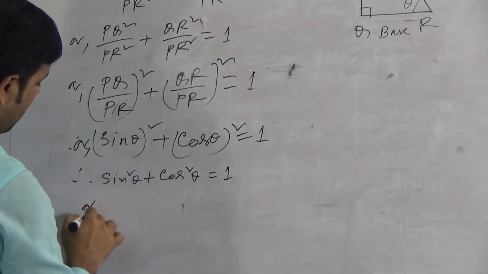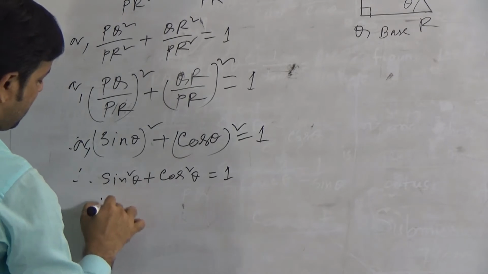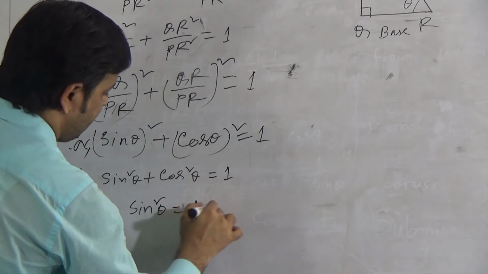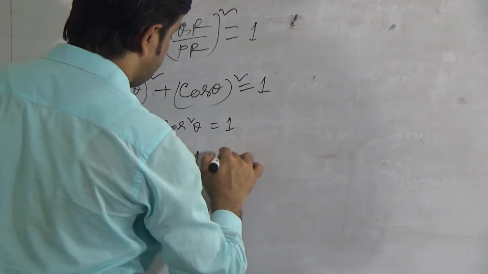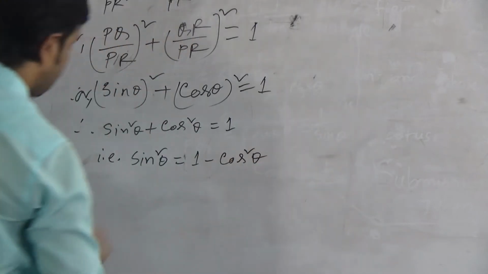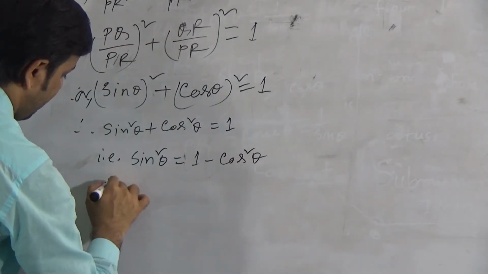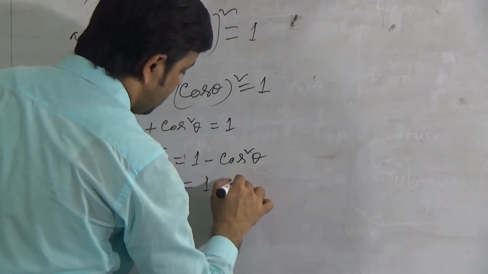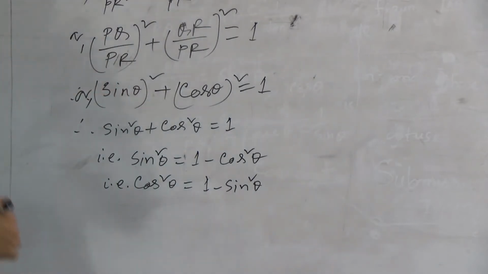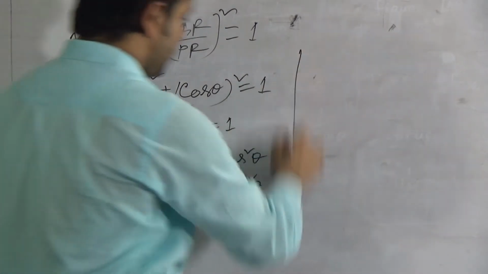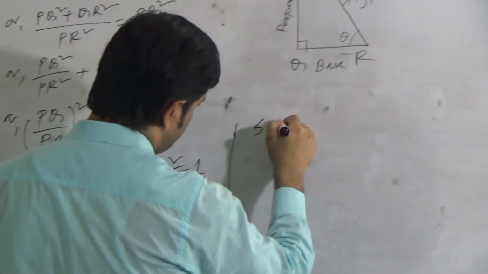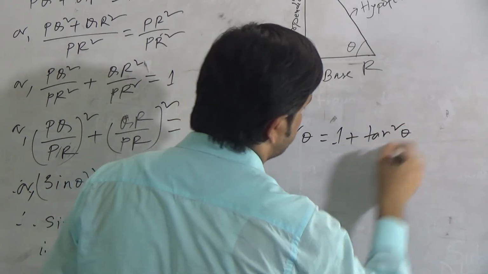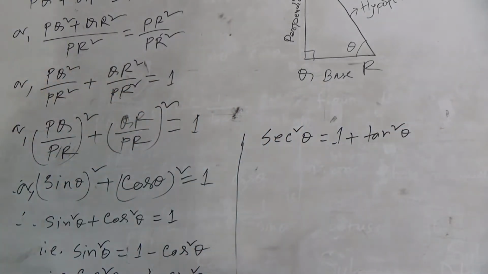Now from this we can determine two other identities. We can determine the value of sine square theta: sine square theta equal to 1 minus cos square theta, shifting cos square to the right side. And cos square theta will be 1 minus sine square theta. Similarly, we can determine other identities. The identity is sec square theta is equal to 1 plus tan square theta.